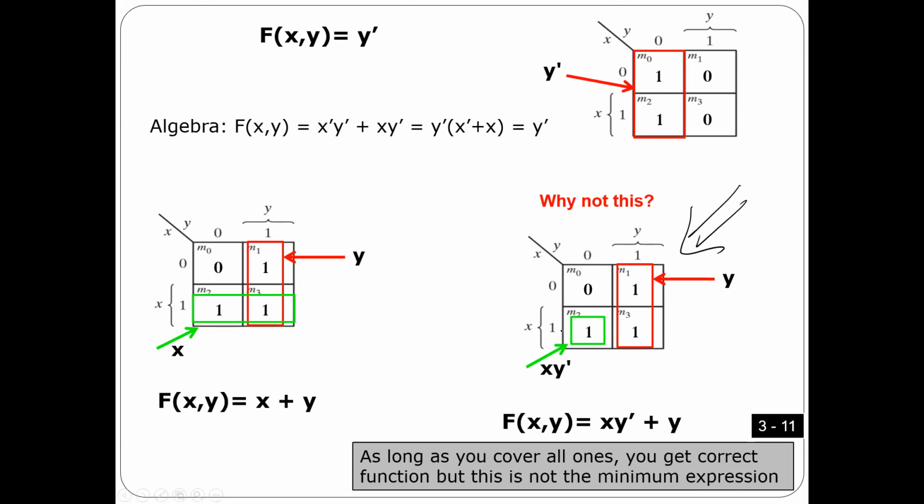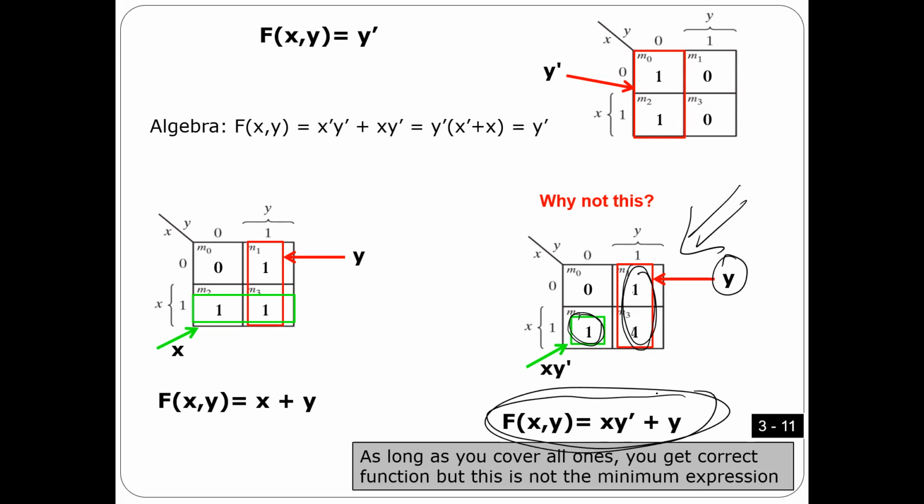So I can say here, number one, you must cover all ones. So your groups should cover all ones. If you forget only one, your function is 100% wrong. Okay, this is very serious. Here, because this one is a neighbor to this one, I can take them together, and in this case I'm going to get y. And then I can make another group here. So in this case, I have 2 groups, and this is the result I got.